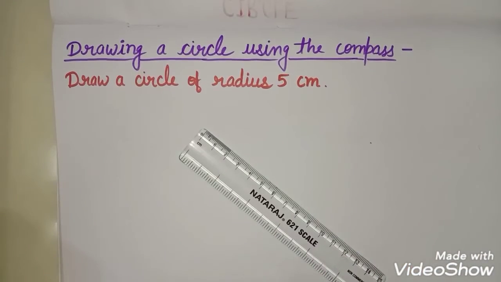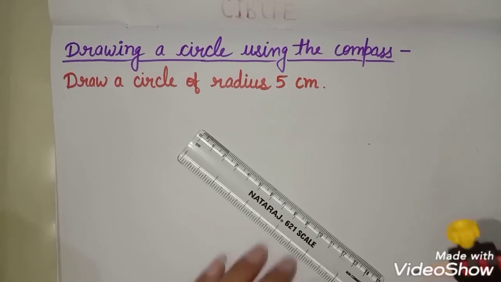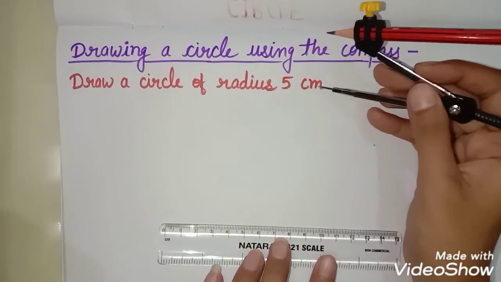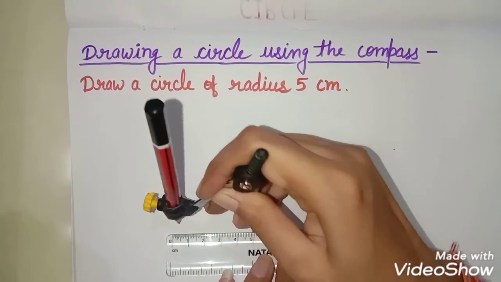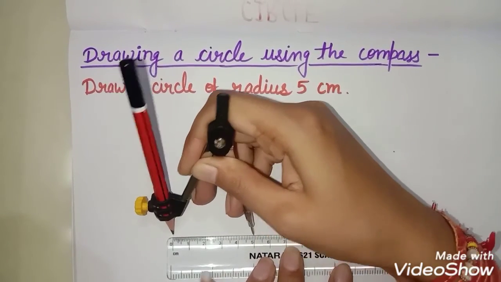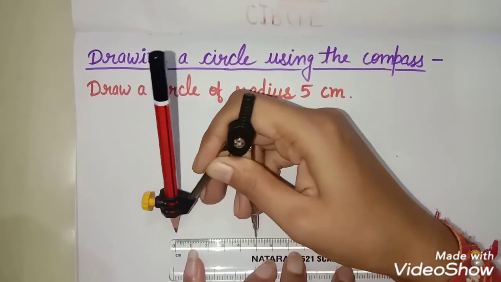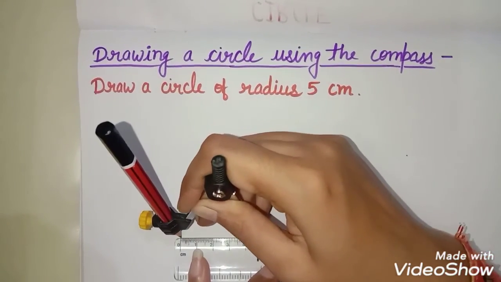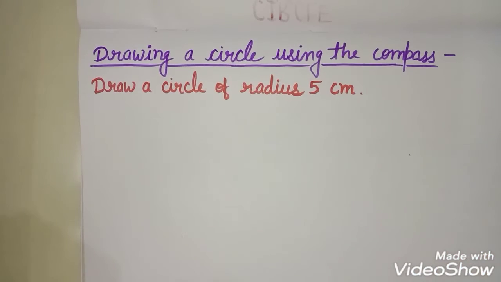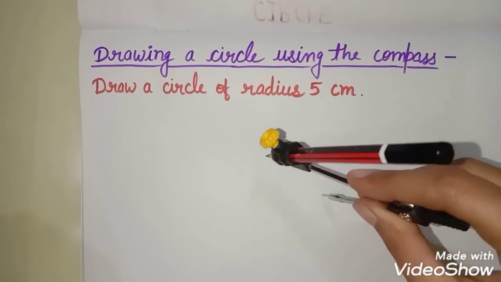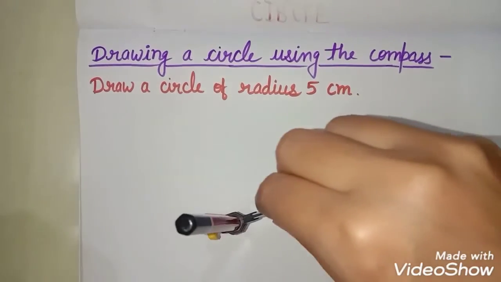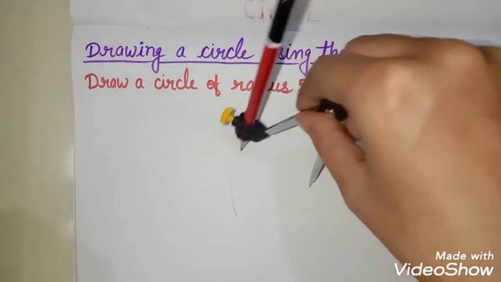Now take a scale and set the distance in the compass to 5 centimeters. So needle on 5 and pencil on number 0. Set this distance in the compass. Now place the needle on the paper and start drawing the circle.